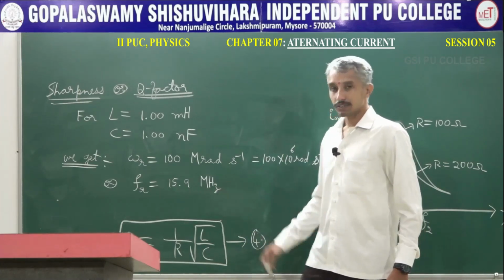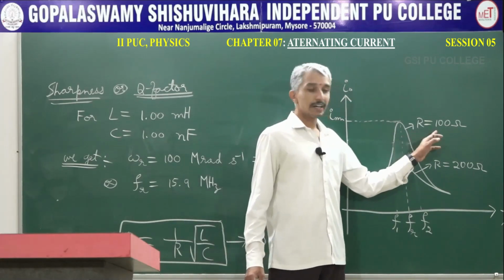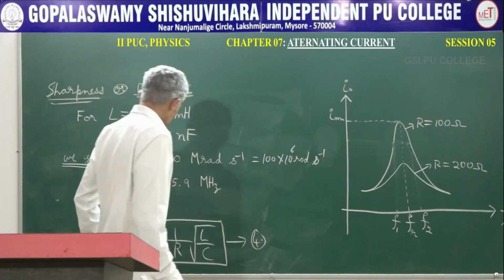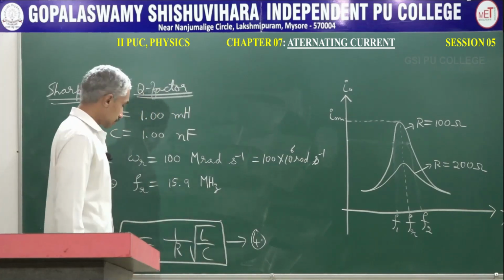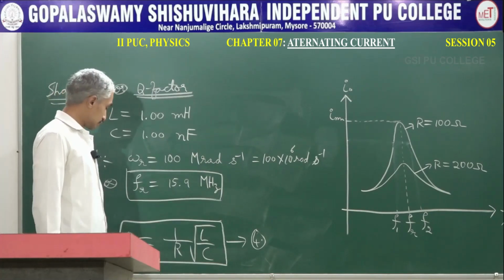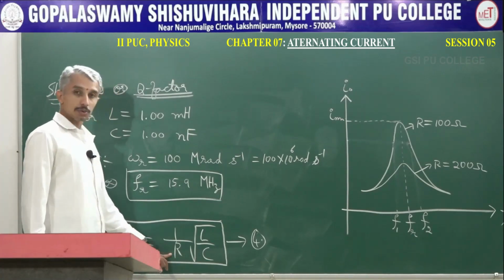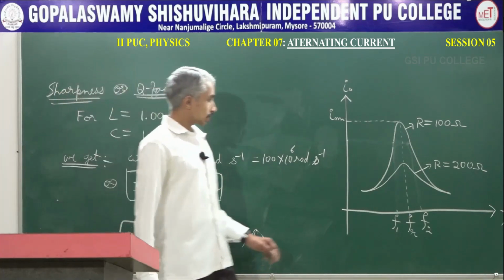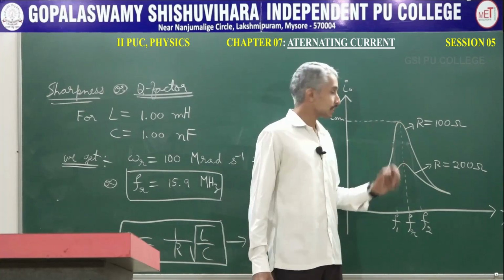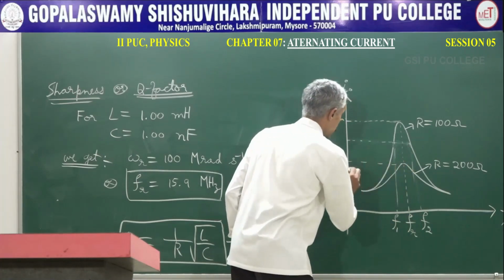At this resonant frequency, we have two graphs. One graph for resistance R equal to 100 ohm and the other graph for resistance R equal to 200 ohm. Through this equation, you see that for a given resonant frequency, sharpness can be increased by decreasing the resistance R. Quality factor is inversely proportional to the resistance R. Therefore, if you decrease the resistance, the sharpness increases. If sharpness increases, then what happens? The bandwidth decreases.